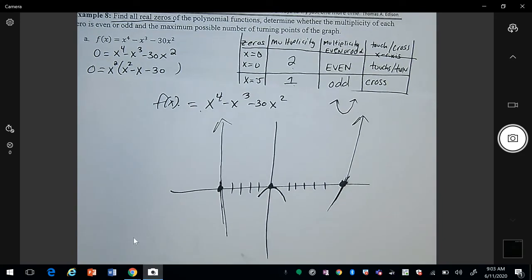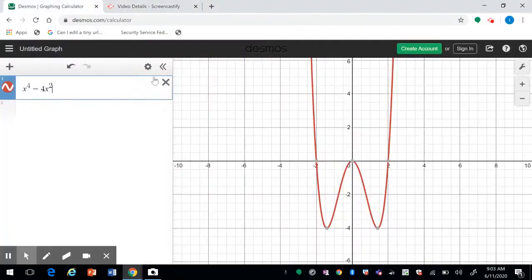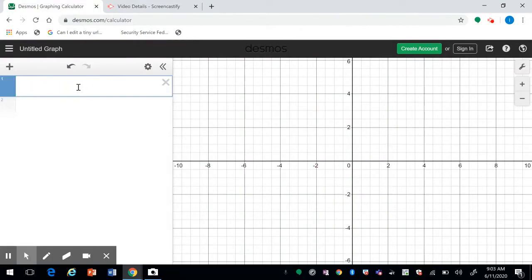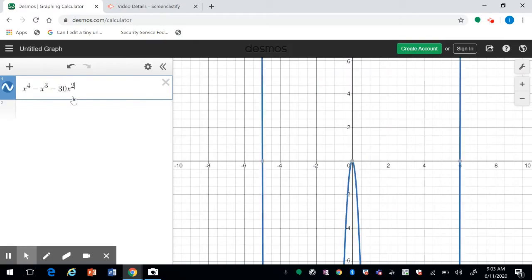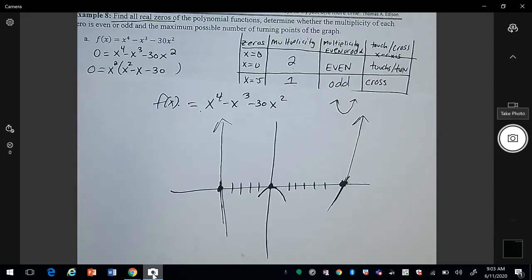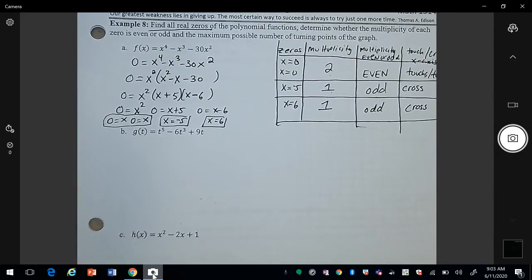Okay. So let's look at the actual graph so that we can see what is happening. So we have x to the 4th minus x cubed minus 30x squared. And again, you can see at 6, the graph is crossing. And at -5, the graph is crossing. At 0, the graph touches and then it turns. Okay, so that is the information that we're looking for, because at the end, we're going to be able to graph the entire graph with this information. So let's try the next one.